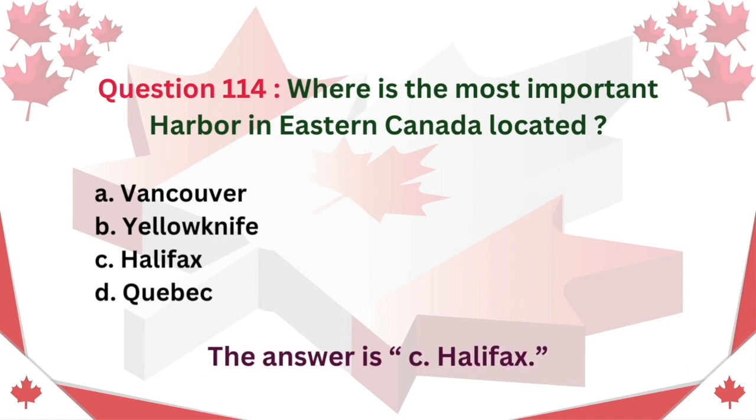Question 114. Where is the most important harbor in eastern Canada located? A. Vancouver. B. Yellowknife. C. Halifax. D. Quebec. The answer is C. Halifax.